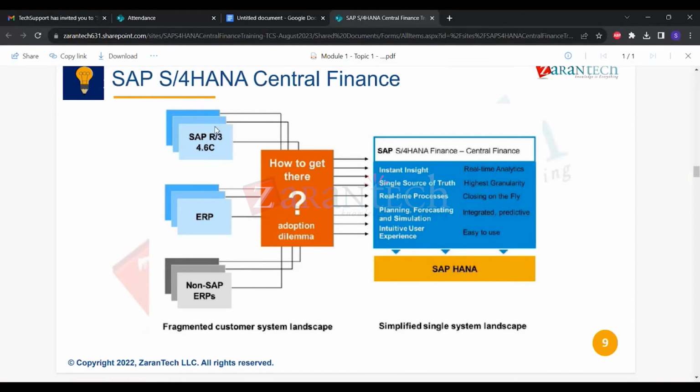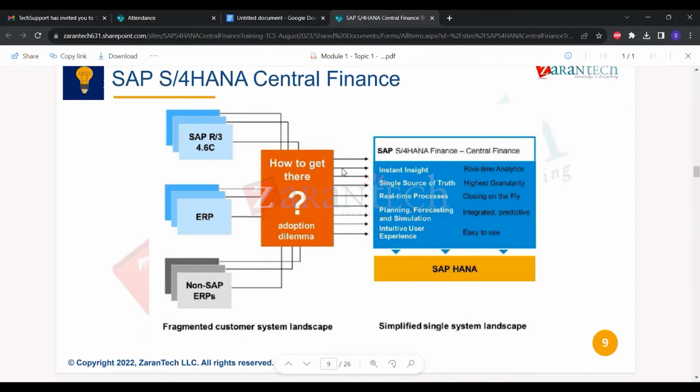So the structure will be these systems connected to an SLT system. SLT is nothing but the staging table. SLT has many other business cases as well, but mostly it is recommended by SAP to use SLT for the intermediate data transfer. And then the SLT system will be connected to the S/4HANA Central Finance system, which will transfer the data in real time.